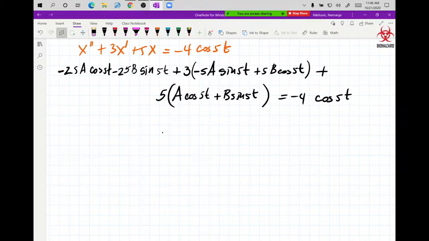So let's see. What can I combine? I can combine a cosine with another a cosine. And then b sine with b sine. And then we have a sine and b cosine. They're not going to combine into anything here. So if we start with the cosine, I have negative 25 plus positive 5, that's negative 20a cosine 5t.